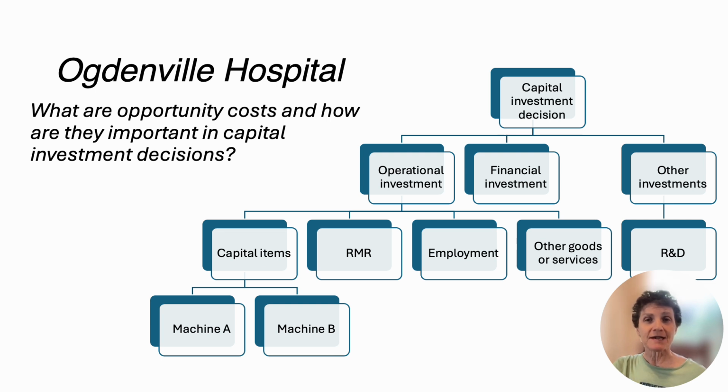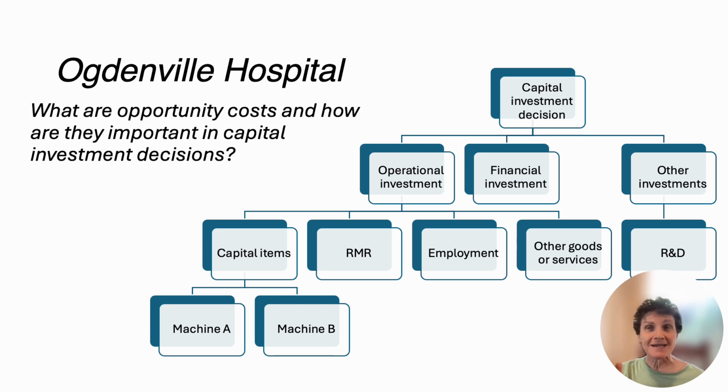In this example, the selection of machine B has the opportunity cost of machine A, which has the lower payback period. However, this decision was also very limited when we consider what else the hospital could have invested in, as I've shown in the diagram. Opportunity costs are important in capital investment decisions because they recognise that capital can only be invested or used once.